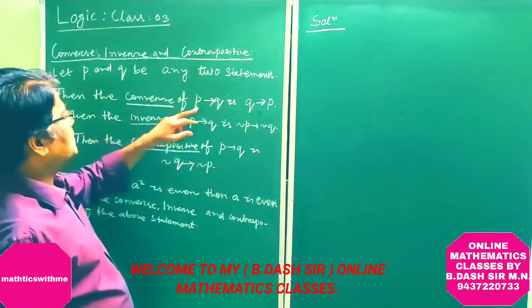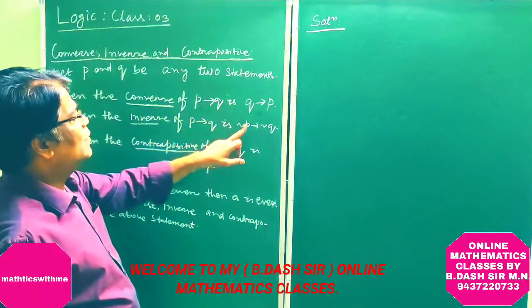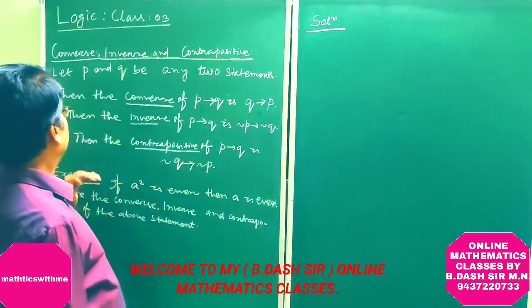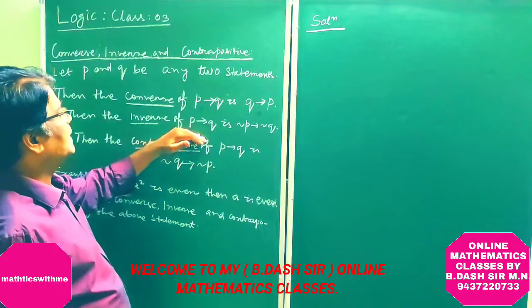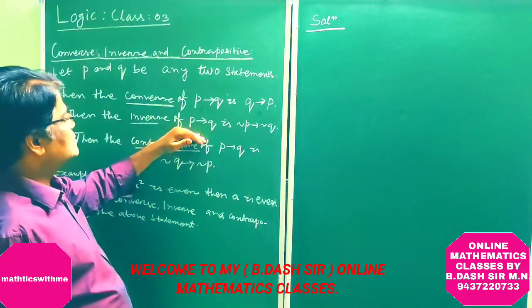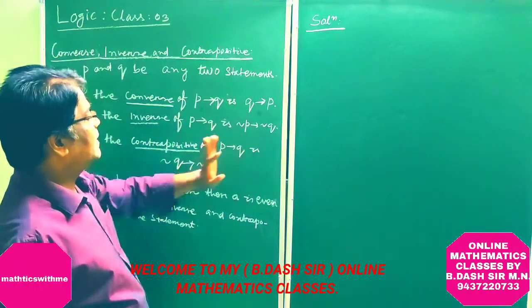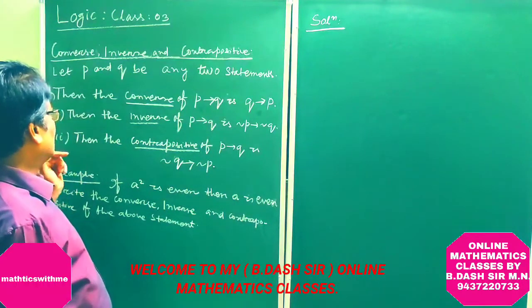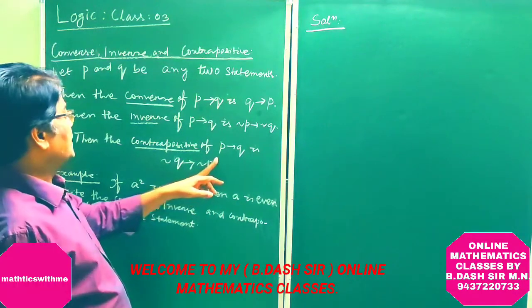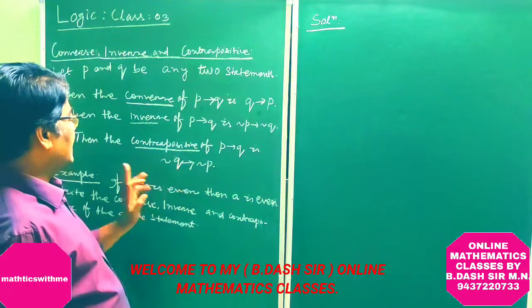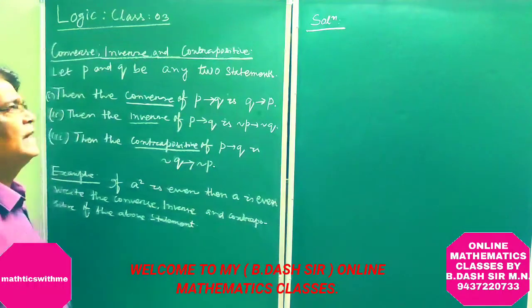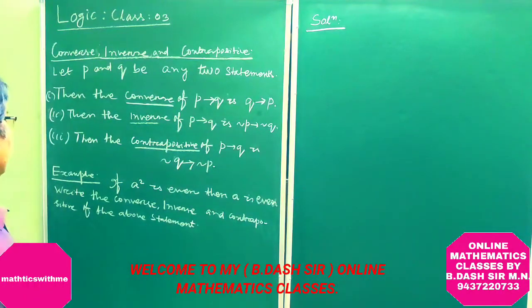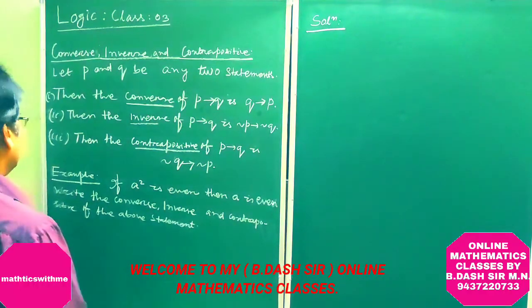The converse of P implies Q is Q implies P. The inverse of P implies Q is negation P implies negation Q. The contrapositive of P implies Q is negation Q implies negation P. Now let us proceed for an example by which it will be clear to you.